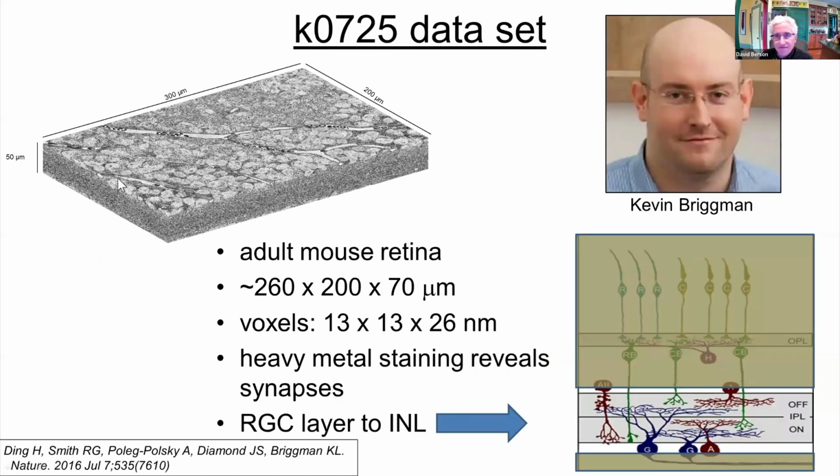So the retina is shown over here on the right, and I began my work about 10 years ago with a volume that was generated by Kevin Brigman. Kevin had trained with Winfried Denk, was really at the cutting edge of this whole technology. And the volume that we're looking at here is a chunk of one of the synaptic layers in the retina. This is called the inner plexiform layer here.